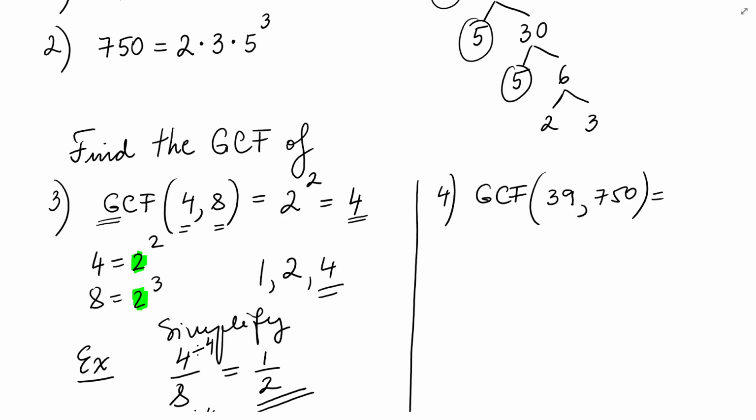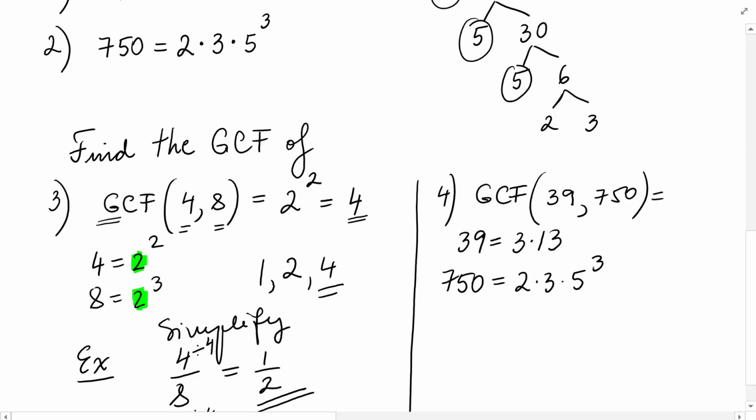So greatest common factor of 39 and 750. So 39 can be written as 3 times 13, and 750, we did the problem above, number 2, is 2 times 3 times 5 to the third. So the greatest common factor is given by the common factors to the lowest power. So the common factors, the number that it's in both of them, it's 3. So the greatest common factor of 39 and 750, it's 3.